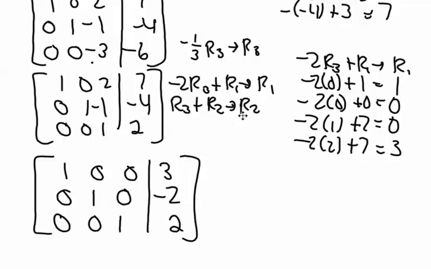And again, R3 plus R2, very easy to do. 0 plus 0 is 0. 1 plus 0 is 1. Negative 1 plus 1 is 0. And negative 4 plus 2 is negative 2. So now it is in RREF. So now my solution for this is 3, negative 2, and 2. So again, very easy to check and verify that that is going to be the ordered triplet for this.